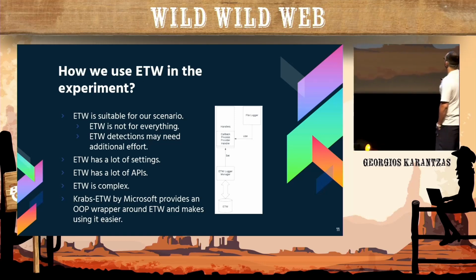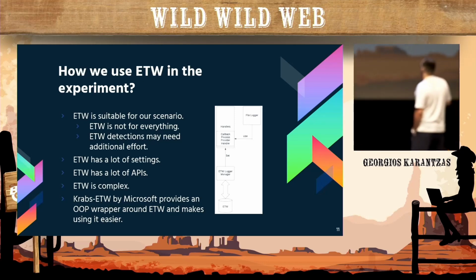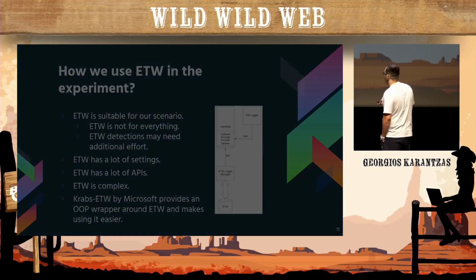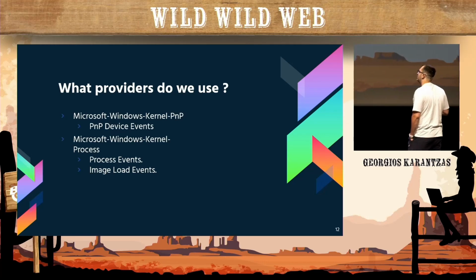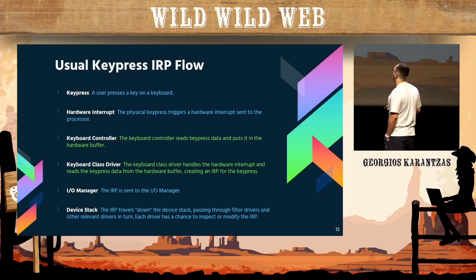We had some handlers in a separate namespace. We set those handlers from the manager. The manager interacts with event tracing for Windows, and we have a file logger, and we log the files. So let's move forward. These are the providers we will use. We will get image load events, process creation events, and PNP devices that are being created. So let's move to something else.